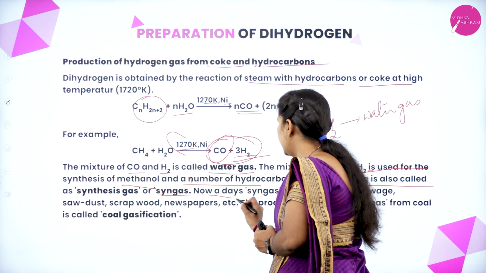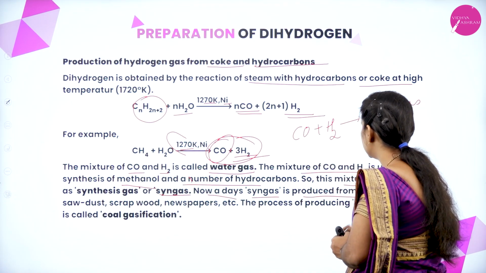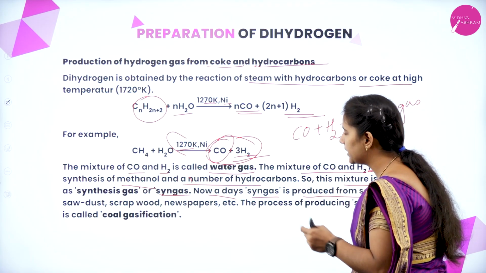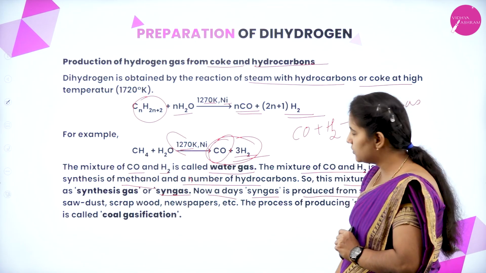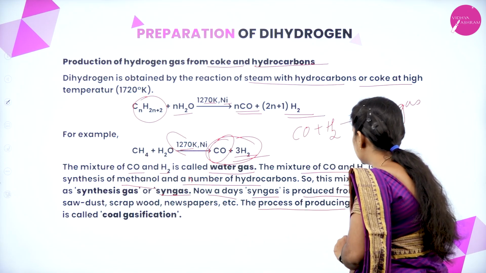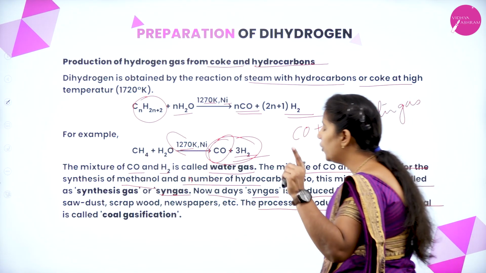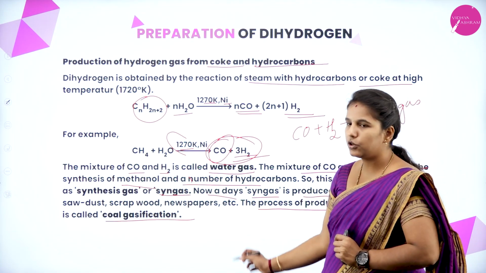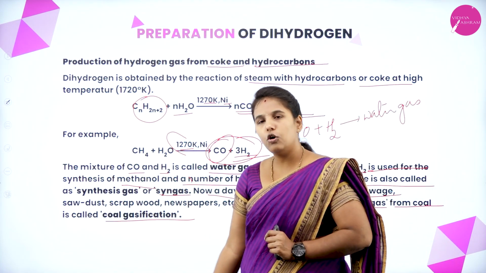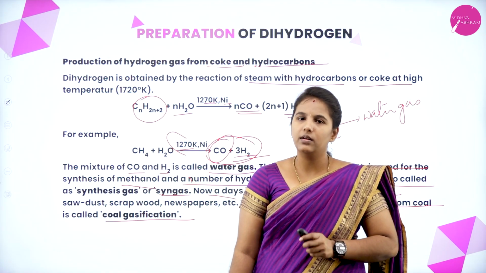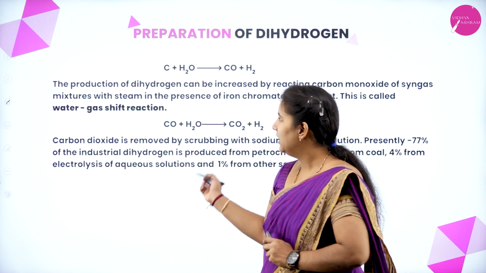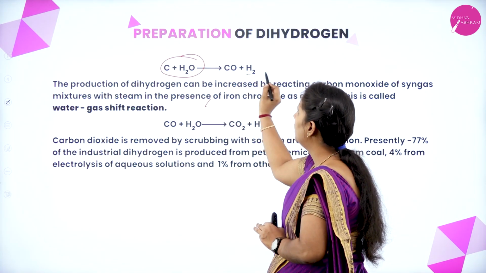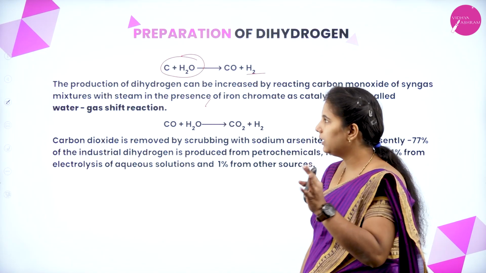Okay. Nowadays, the syngas is produced from sewage waste, sawdust and scrap wood, and also by using newspaper. This process of producing the syngas from coal is also known as what? Coal gasification. Okay. Next, we'll see the reaction of coke with the water molecule to liberate hydrogen gas.